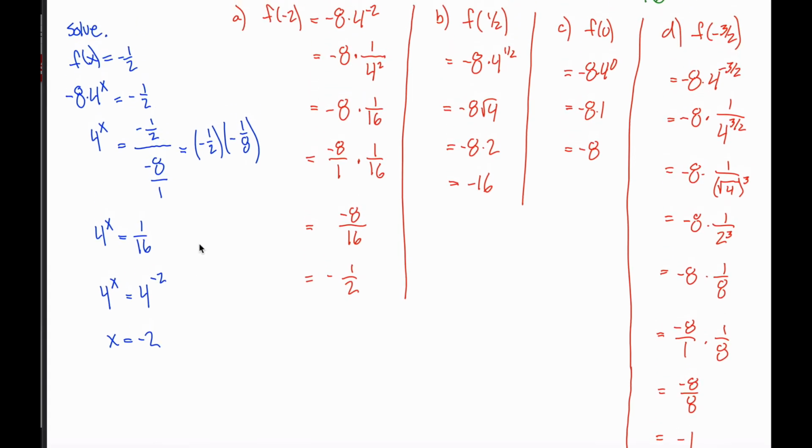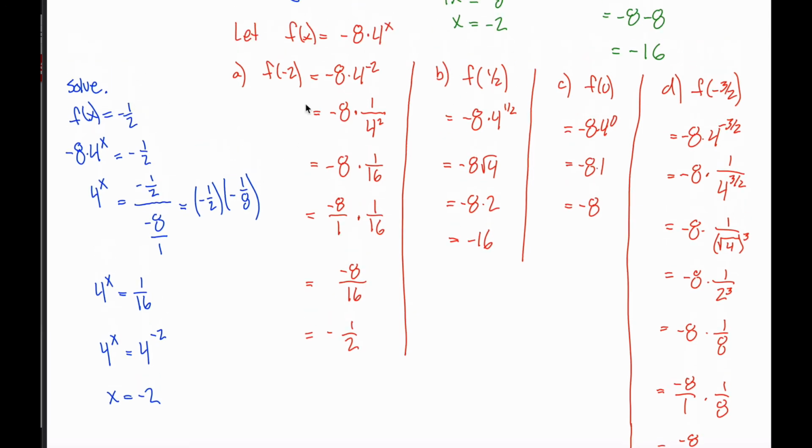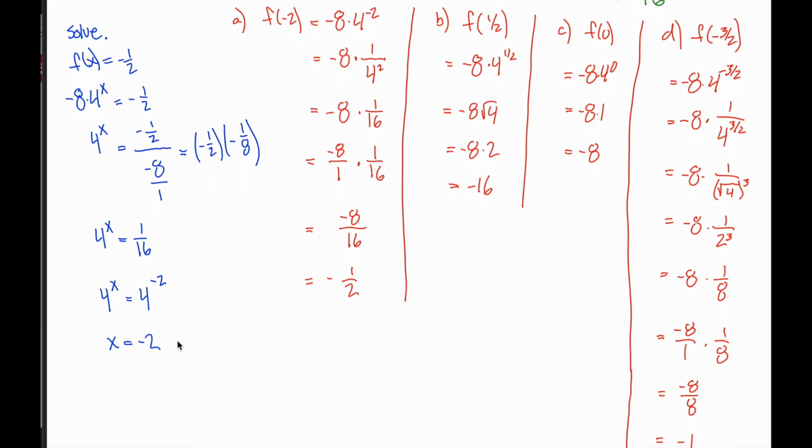Wait, what was I doing here? I forgot where this even came from. Oh, right. I was supposed to figure out what input would leave me with negative 1/2 as the output. Remember when we put negative 2 in before, we saw negative 1/2 came out. So this answer kind of checks out.